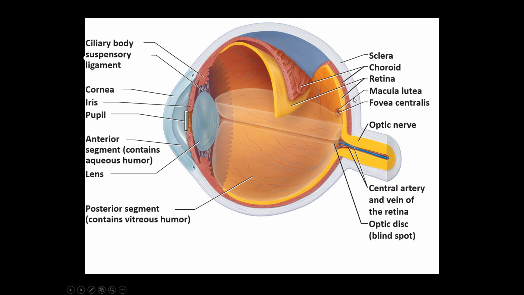The fibrous layer consists of the sclera to the back, which is white, and then the cornea to the front, which is clear. The vascular layer consists of the choroid in the back, the ciliary body, which controls the lens, and then the iris, which controls the pupil. And then the inner layer, the neural layer, is the retina, which is where your rods and cones are.